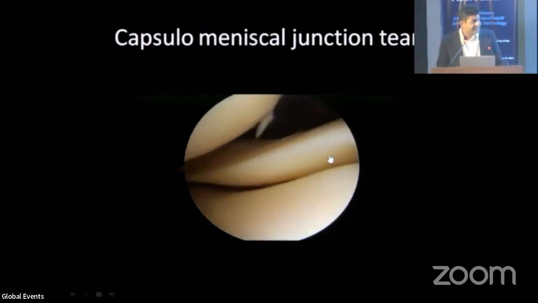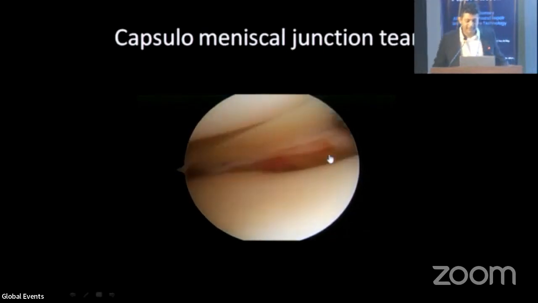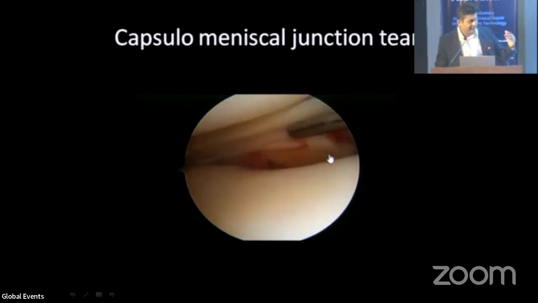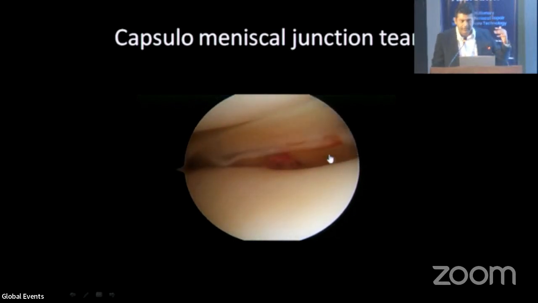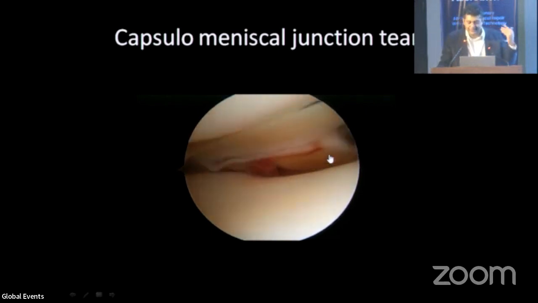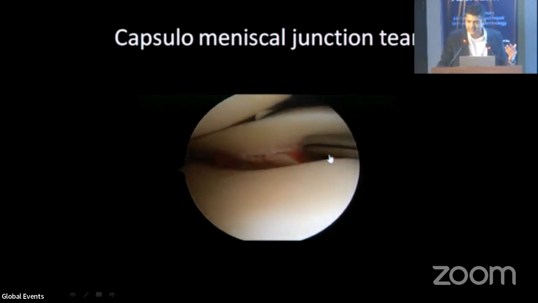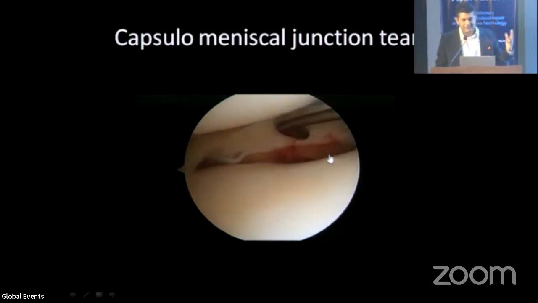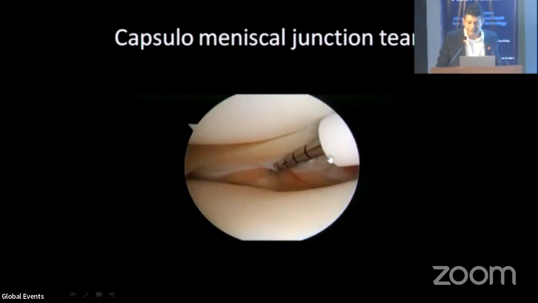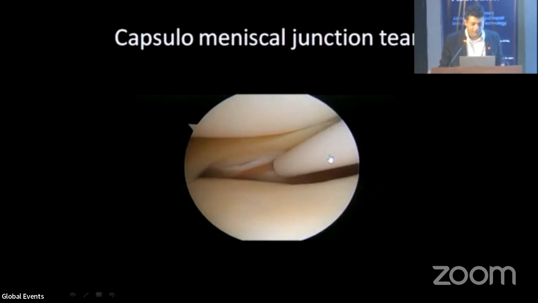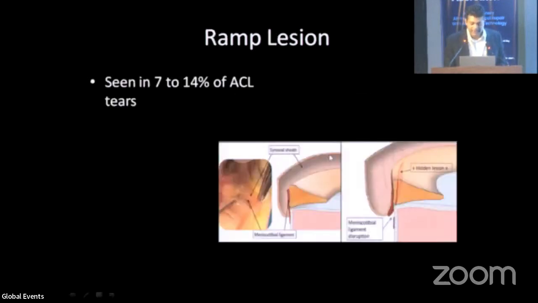Capsulomeniscal junction tears are the tears which are missed very commonly, especially in acute settings. As you see here, this is the peripheral-most tear, where there is a detachment of the meniscus from the capsulomeniscal junction. And if the tear is quite big, extending into both the surfaces, superiorly and inferiorly, it's always a good idea to go and repair it.